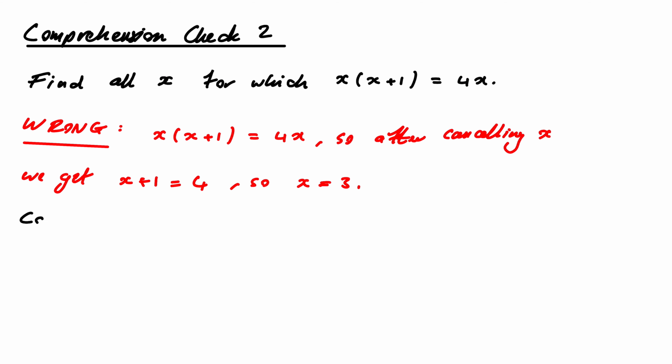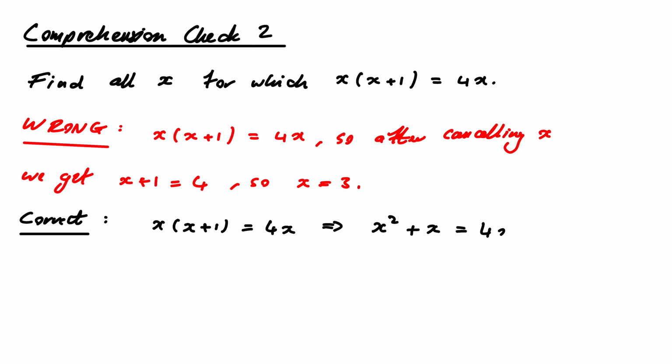Okay, so correct. Well, x times x plus 1 is equal to 4x. What does this guarantee? Well, let's multiply out. Let's use the distributive law on the left-hand side first of all. Get this. Okay, so then, if you want, add minus 4x to both sides and simplify. So this would give me x squared minus 3x is equal to 0.